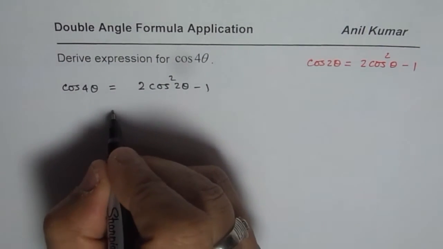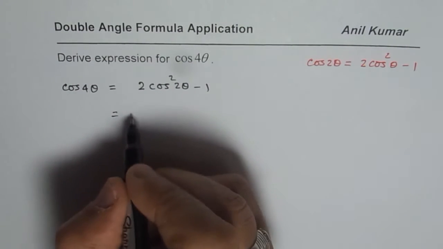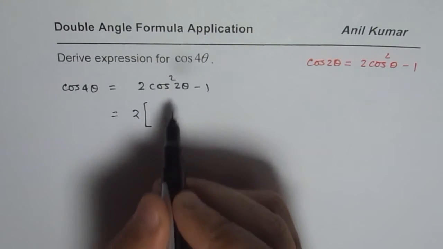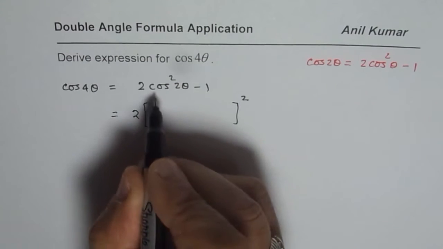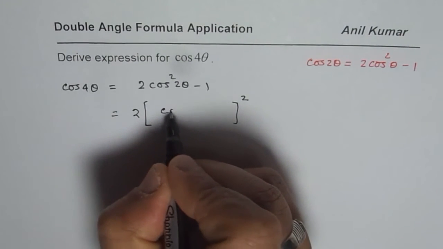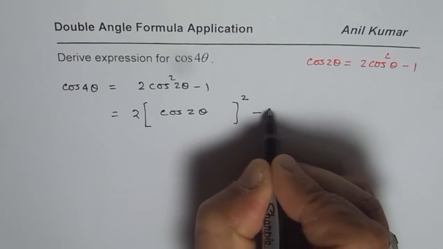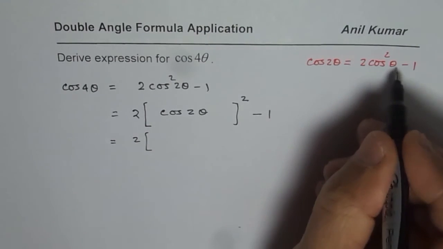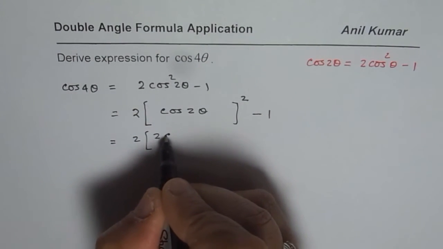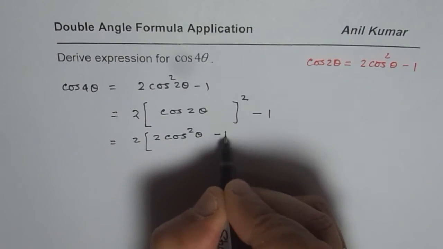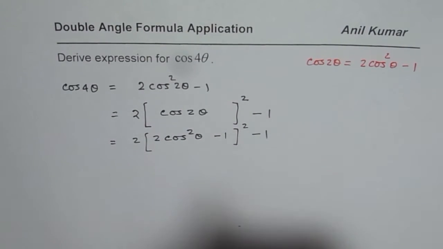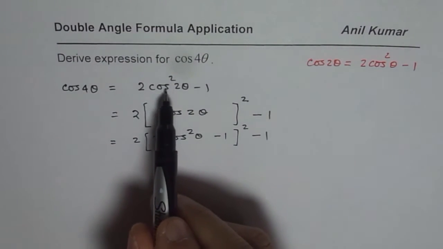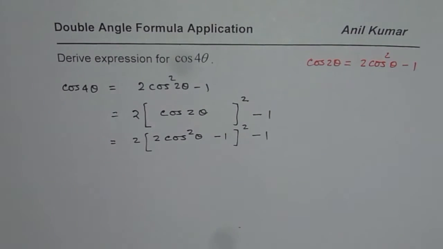Now we have 2 cos square 2 theta minus 1. So we can write 2 here, right? And cos square 2 theta means we have to put something in square. So we get cos 2 theta here. Well, let me add this step. So we have cos 2 theta and minus 1. Okay. Now what we will do is we will again use this cos 2 theta formula, which is 2 cos square theta minus 1, whole square, minus 1. I hope that makes it absolutely clear, right? So we rewrote this cos square 2 theta so that you understand what we're trying to do.